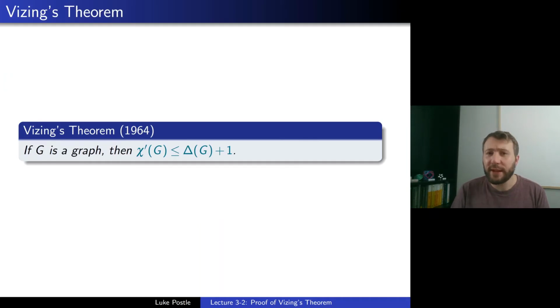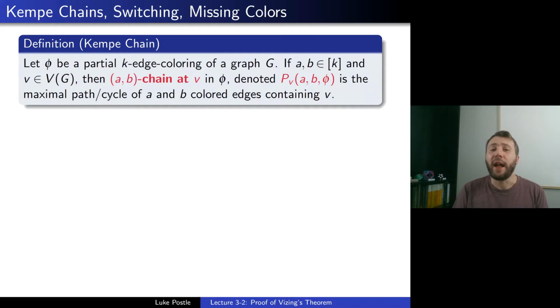To remind you where we left off from last lecture, we had introduced Vizing's theorem, proved in 1964, which says that if G is a graph, then the chromatic index, denoted chi prime of G, is at most delta of G, that's the maximum degree, plus 1. And I will have to remind you further of some key definitions and concepts we saw in last lecture, which we used in an alternative proof of Koenig's theorem.